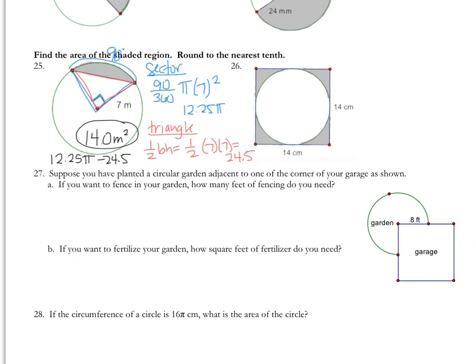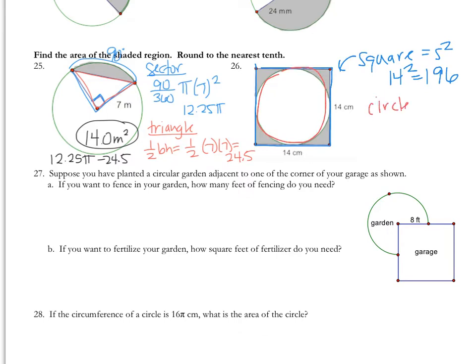26 is the same kind of idea. You want to look and see what shapes you see in the picture that you could find the area of, and then we have to decide what operation to do with those. So I'm going to start with the square. Area formula for a square is just side squared, and the side is 14, so you do 14 squared, you get 196. And then the other shape you should see in the picture is this circle.